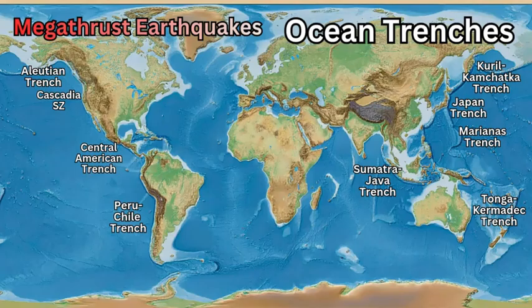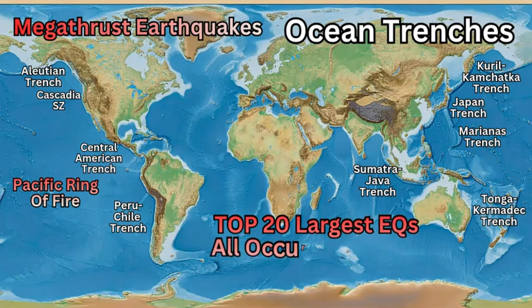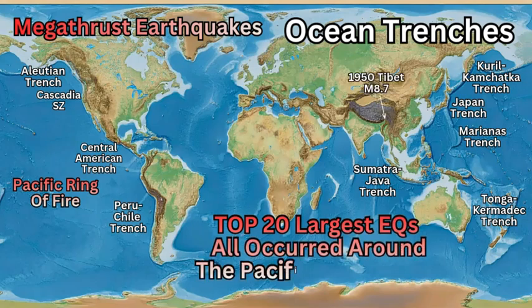Now, as you can see, each one of these 9 principal subduction zone megathrust regions lie around the Pacific Ring of Fire. Out of the top 20 largest earthquakes ever recorded, only one, in 1950 in Tibet, an 8.7, has ever occurred outside of the Pacific Ring of Fire.